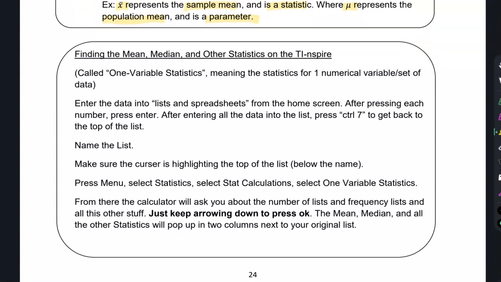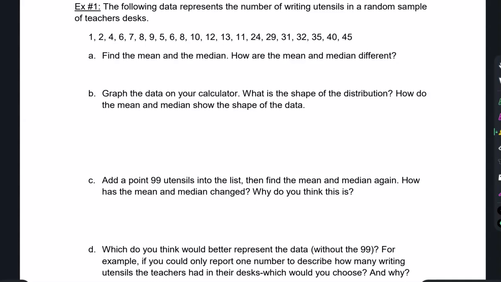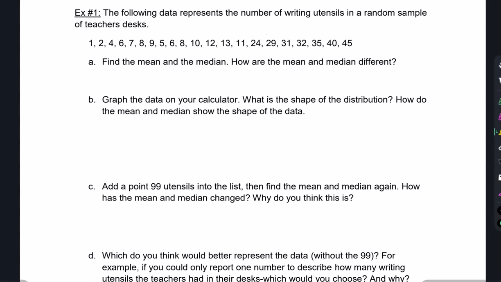All right, so let's jump into finding some of our statistics in our calculator. So here are the directions for that. But if you look at the next example, the following data represents the number of writing utensils in a random sample of teachers' desks. Kind of a funny data set. Let's start by finding our mean and our median.